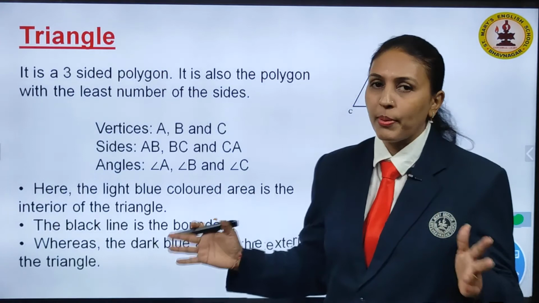It has opposite sides. AB and CD are the opposite sides, whereas AD and BC are also the second pair of opposite sides. It also has opposite angles, that is angle A and angle C are the opposite angles, whereas angle B and angle D are the other pair of opposite angles. Opposite means they are opposite to one another, they are not adjacent angles, they are opposite, right.